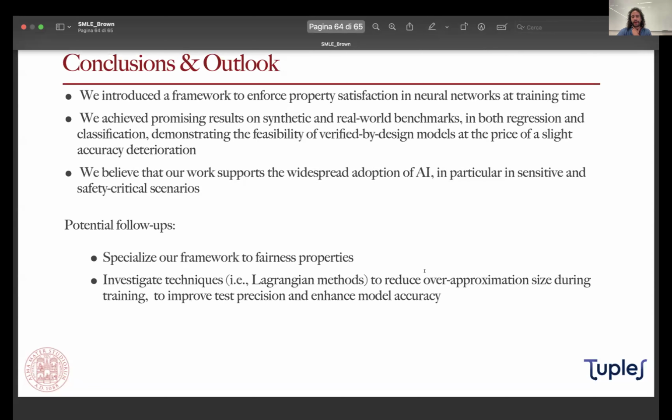What about potential follow-ups? So first of all, here in New York, during my visiting period, I am working in particular on specializing my framework on fairness properties. And another follow-up is the idea of using Lagrangian methods. So essentially the idea of using regularizers, okay, to reduce the size of the over-approximation mechanism in order to improve test precision and, as a consequence, model accuracy.